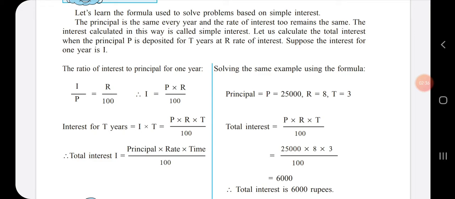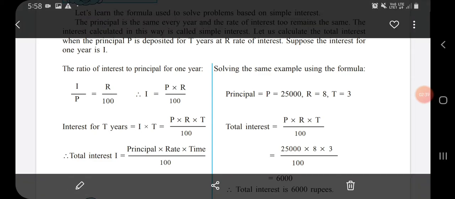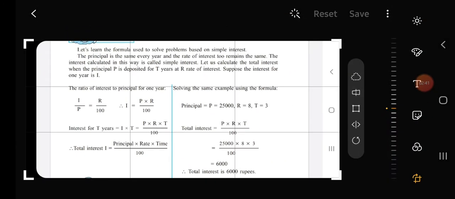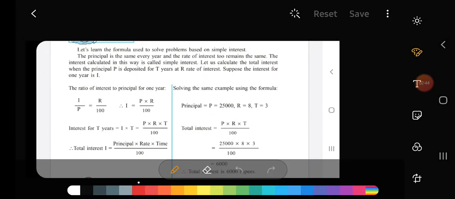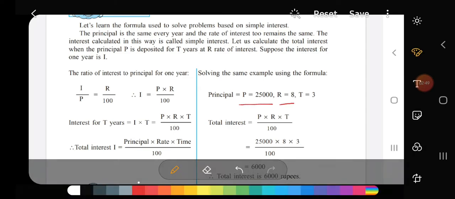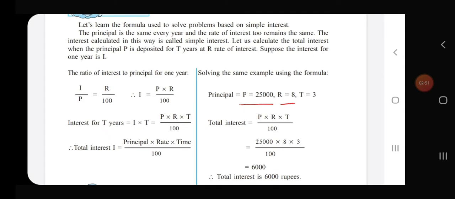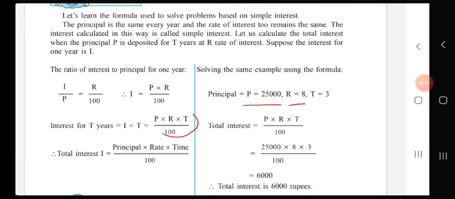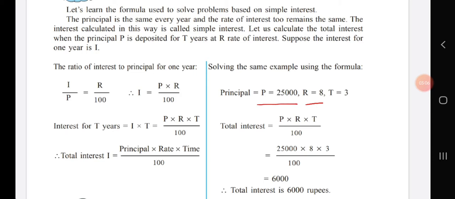Consider the first example. Here, principal is given as 25,000, R is given as 8, and T is equal to 3, that is, time period is equal to 3. Now the total interest formula we just got is P into R into T divided by 100. So here we will put values. Principal is equal to 25,000 into rate is 8 and into time period is 3.